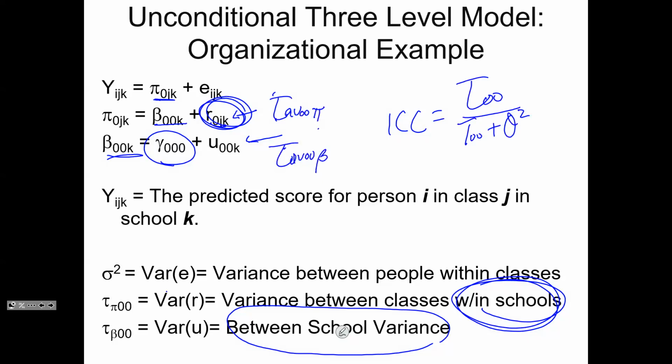So now I have three sources of variance. I'm partitioning the variance into three pieces: within class, between classes but within schools, and between schools. And the total variance is going to be sigma squared plus tau naught pi plus tau naught beta. So okay, so far so good. That's not too bad, right?